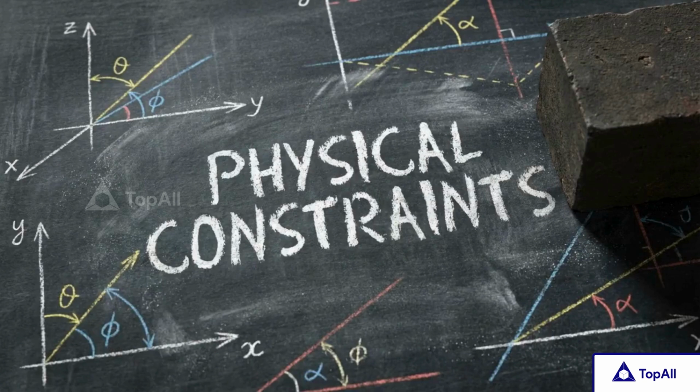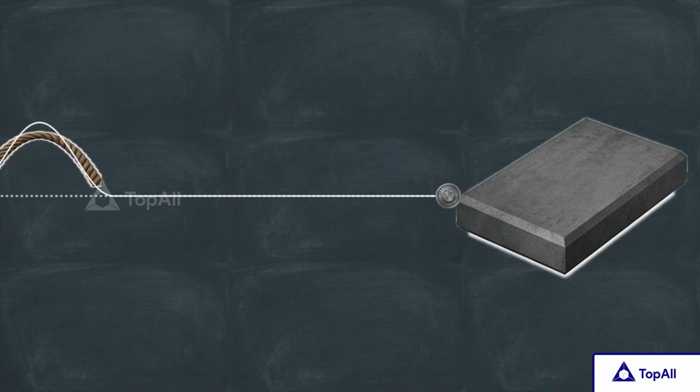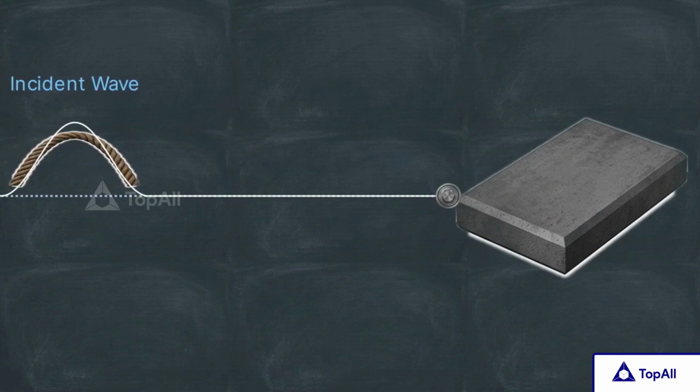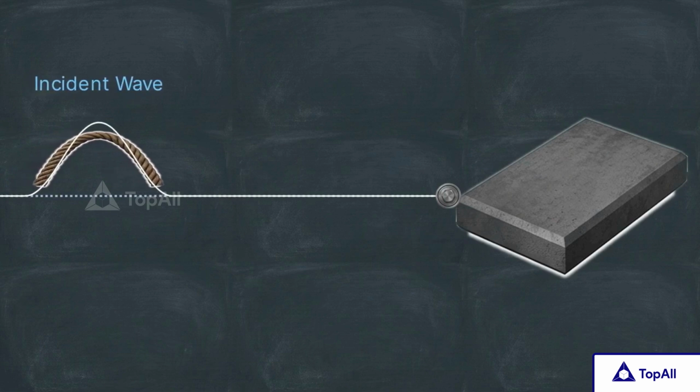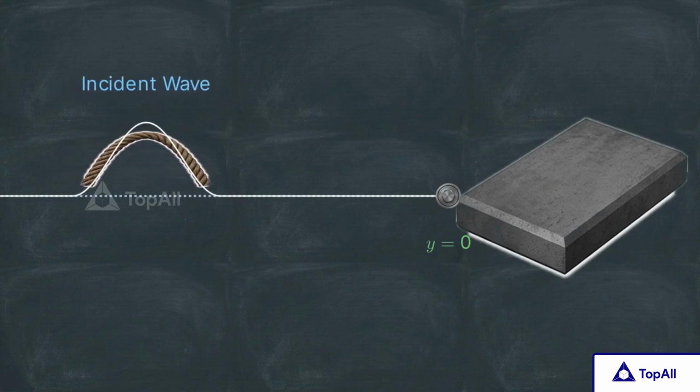This precise mechanical reaction is governed by a rule in physics known as the boundary condition. To understand why the wave flips, we need to look at the exact physical constraints that the wall places on the rope itself. Look at this animation of a wave moving toward a fixed point. We call this the incident wave. That black dot represents a rigid boundary. Because it is completely immovable, the displacement of the string at that exact location must always equal 0.